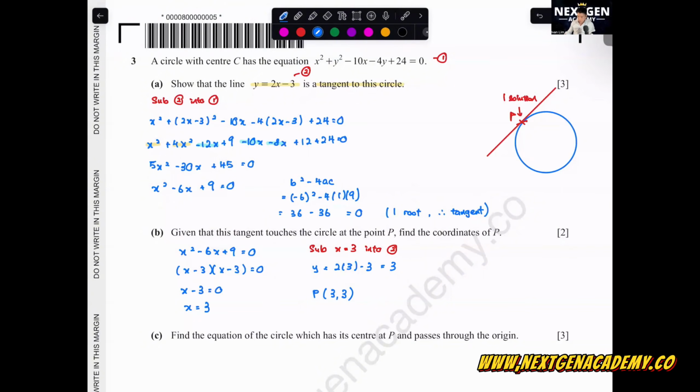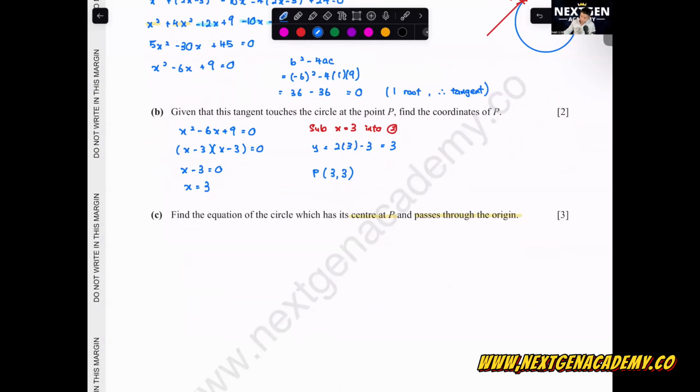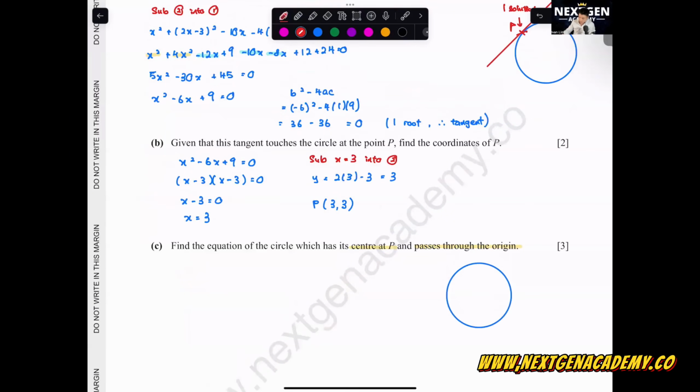Question C, find the equation of the circle which has its center at P and passes through the origin. Okay, we got P already, right? Can we draw this out? We roughly sketch it out. We have a circle. The center is what we just calculated, P (3, 3). This circle passes through the origin (0, 0). Can we find the equation of this circle?